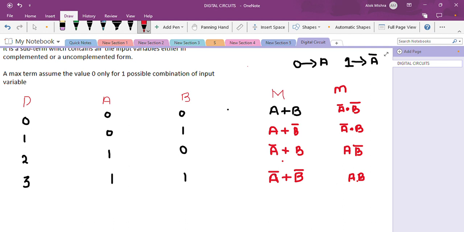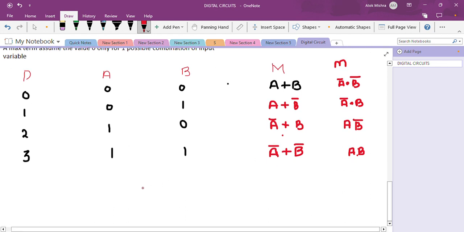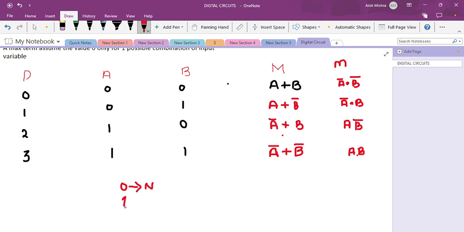Okay. Yeah. So 0 means here normal and 1 means what? Complemented form. For I'm talking about the max term. Okay.